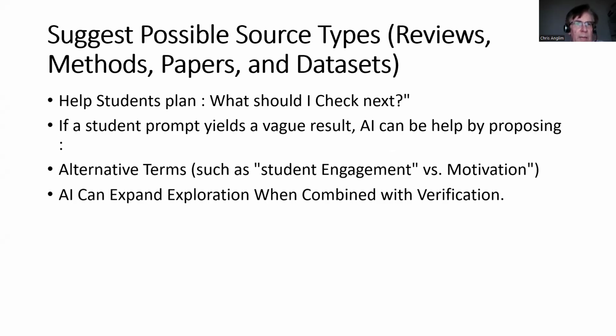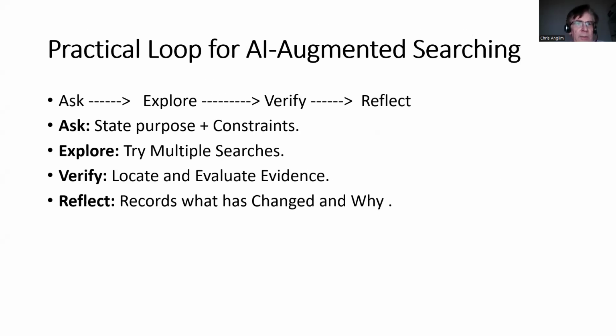So AI can suggest source types, reviews, methods, papers, and data sets. It can help students plan what they should check next. If a student's prompt results in vague results, AI can help by proposing alternative changes, such as student engagement versus motivation. AI can also help expand exploration when it is combined with verification. In dealing with AI, like all other tools in research, you need to verify, and with AI, this is particularly important. So this leads us to the practical loop for AI-augmented searching.